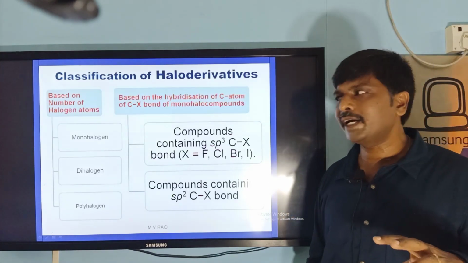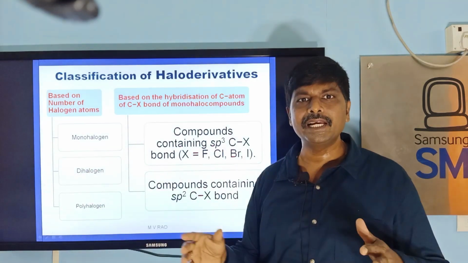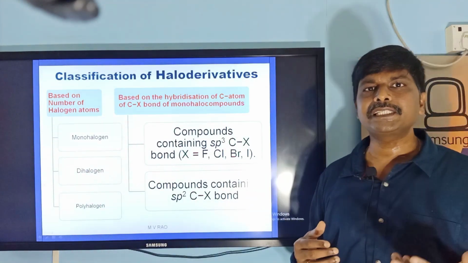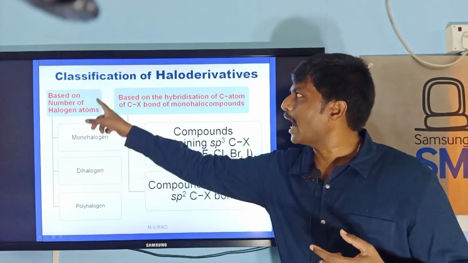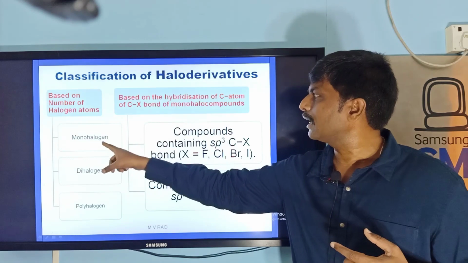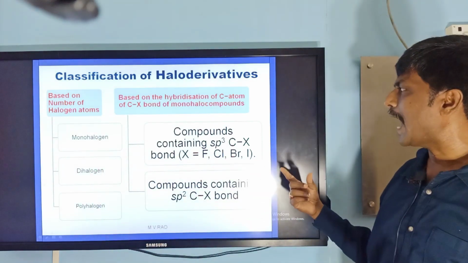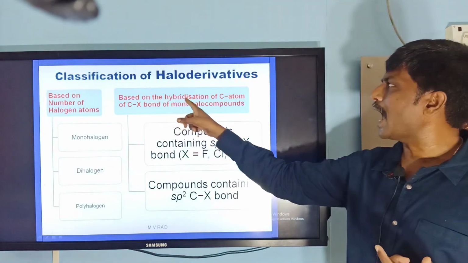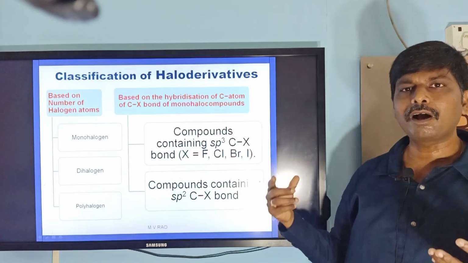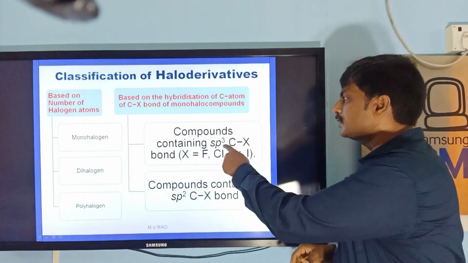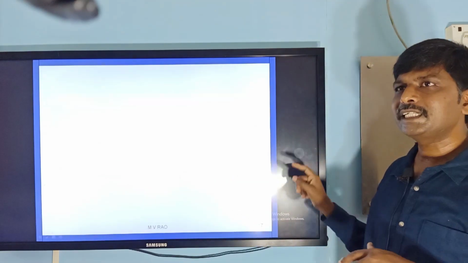They are classified into monohalogen, dihalogen and polyhalogen derivatives on the basis of the number of halogens. On the basis of the number of halogens, haloalkanes, halo derivatives are classified into mono, di and poly. Based on the hybridization of the carbon atom of the C-X bond, monohalo compounds are classified. So sp3 carbon X bond, sp2 carbon X bond. We will see in detail.